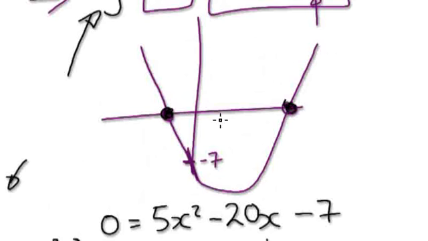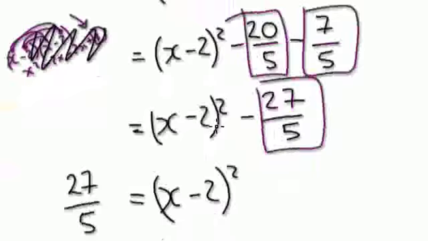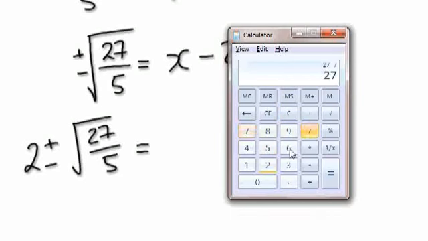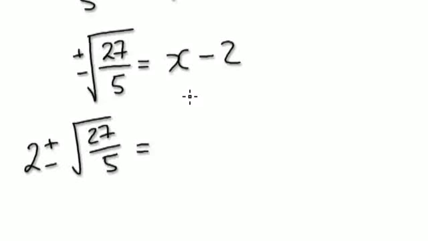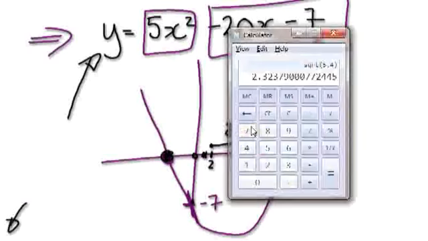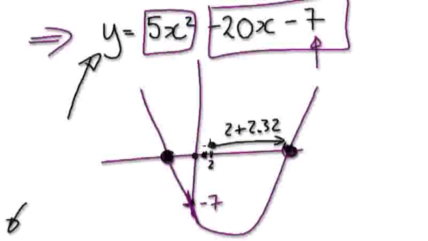So on the graph, one solution is going to be here, and the other is going to be here. You see those two points. You start with 2 and then you plus or minus the root. Let's quickly do this: 27 divided by 5 equals this, and then take the square root of this. So one solution would be 2 plus 2.32. The other solution would be start at 2 and then you minus, so 2 minus 2.32. Okay, so they're your points here.